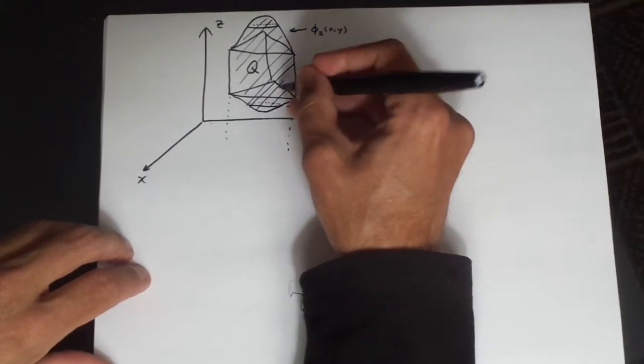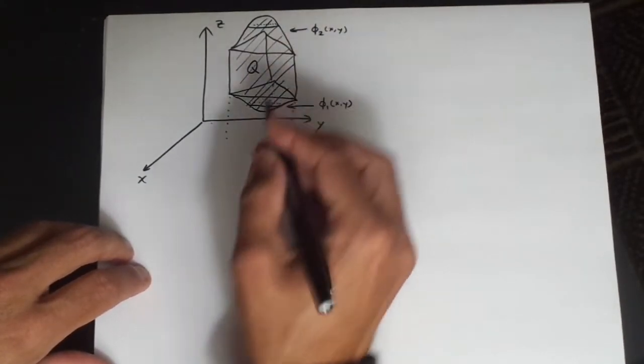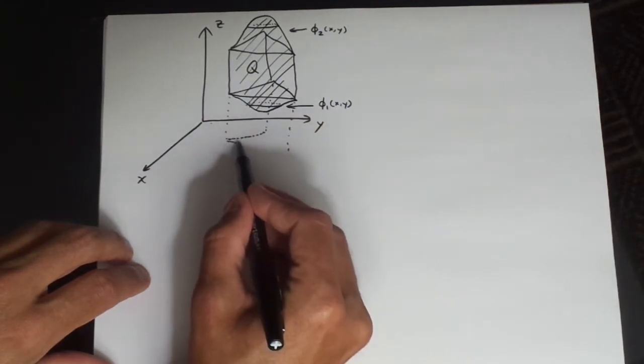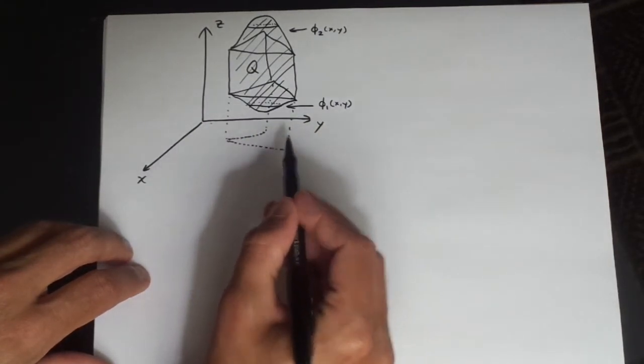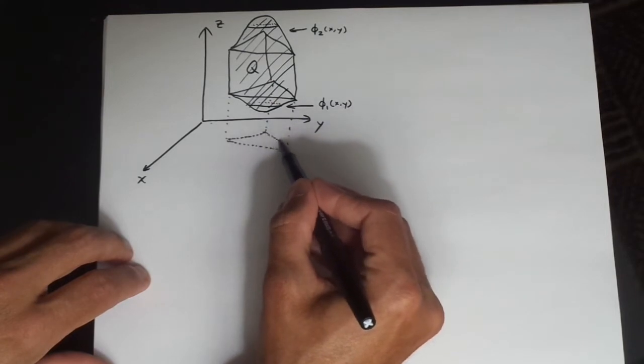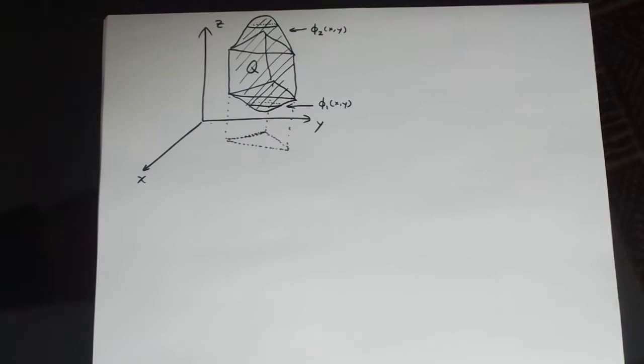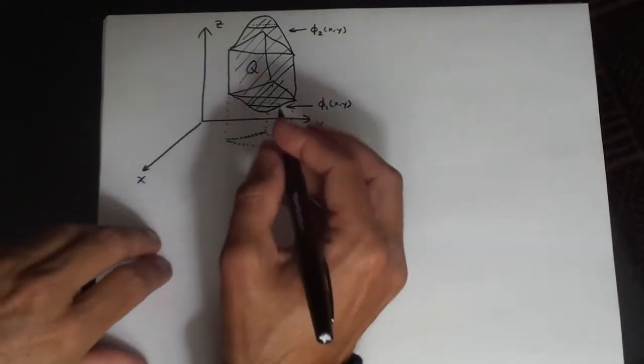I'm going to project down to the XY plane so that you can see again. I want you to be able to see that region that I drew it as a triangle, but of course it could be any shape whatsoever. Imagine that that is the sort of the shadow of the solid down in the XY plane.